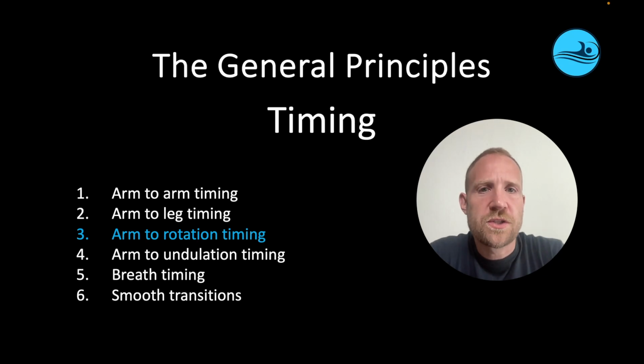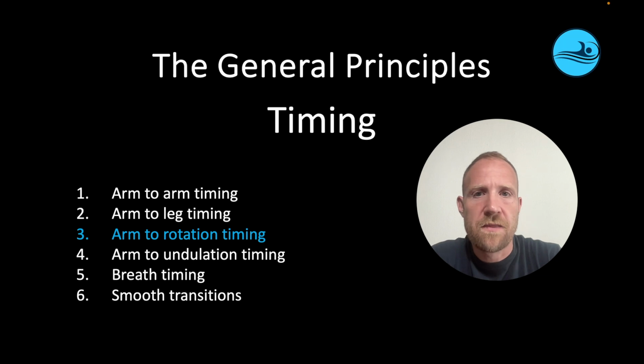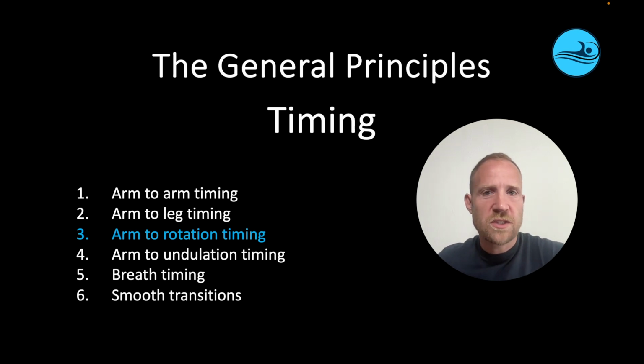We are continuing to discuss the general principles of fast swimming, and we are discussing timing. This week we are going to talk about arm to rotation timing. There are a lot of different ways that people discuss this. To me, it comes down to something pretty simple: if you try to get your arm out of the water without rotating, your shoulders do not have the range of motion to do that.